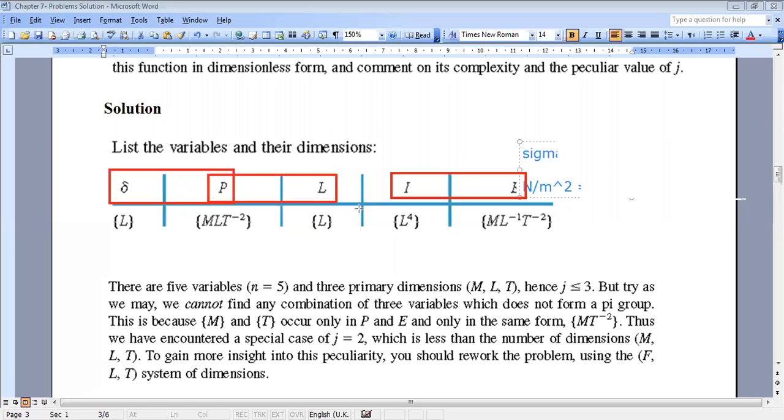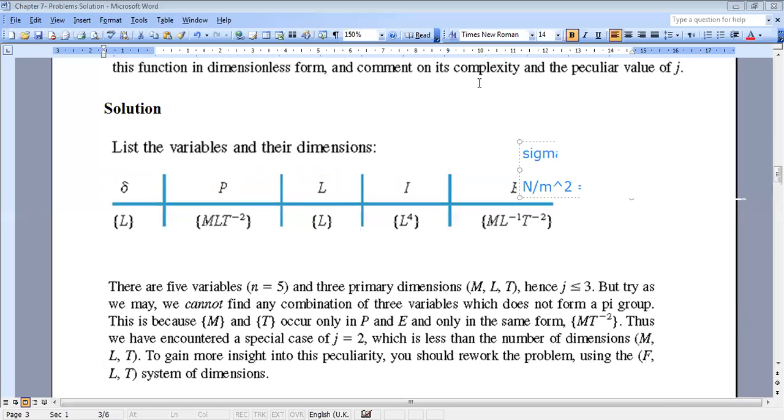Okay? And then once you choose these 2, you will combine them with the other remaining variables. And here, how many groups will we have? The number of groups will be N minus J, which equals 3, because here it's 5 minus 2. So here I can form 3 groups, not 2, 3. Now, how to find the 3 groups? First, I choose any 2 variables that will not form a group.